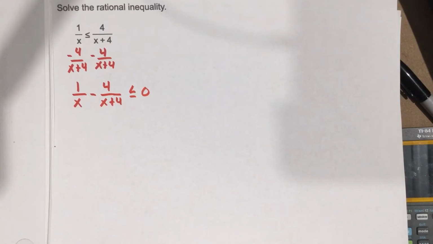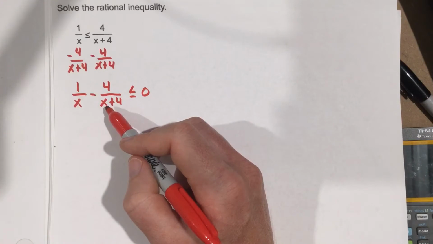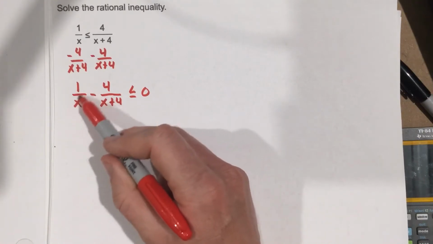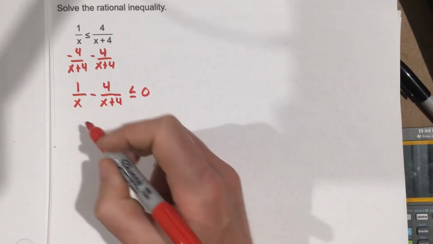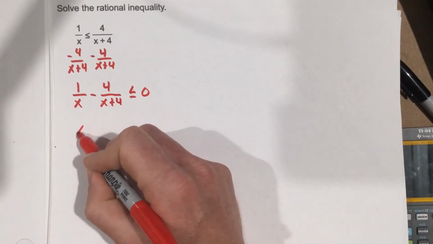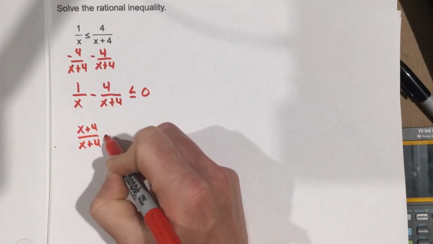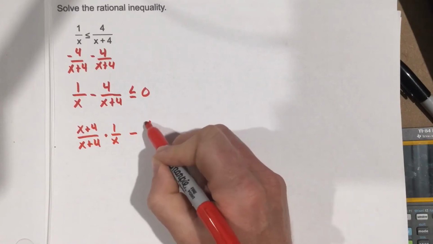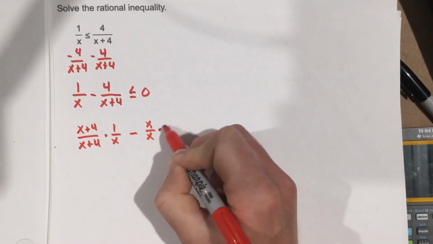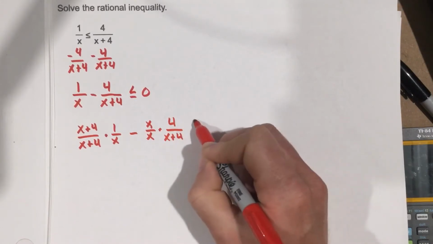All right, our second step is I'm going to try to combine these using a common denominator. So I'm going to multiply this by x plus 4 over x plus 4 and this by x over x to get a common denominator. So I'm going to have x plus 4 over x plus 4 times 1 over x minus x over x times 4 over x plus 4 less than or equal to 0.